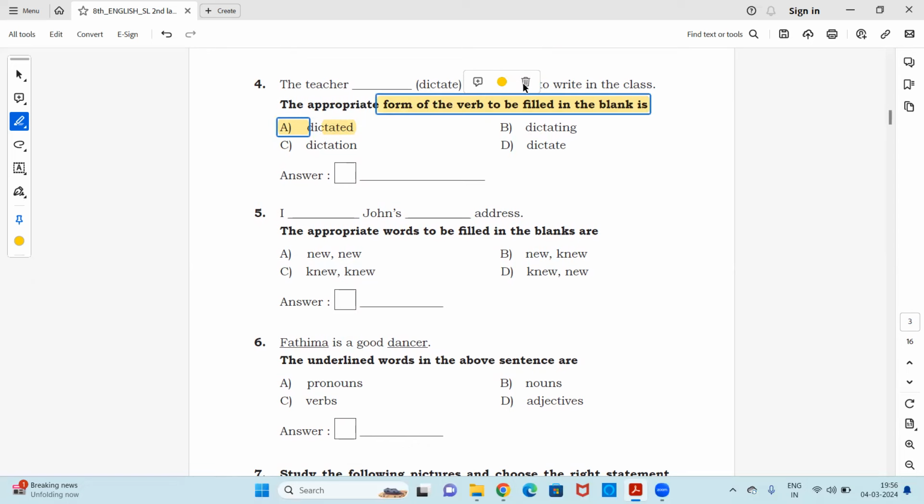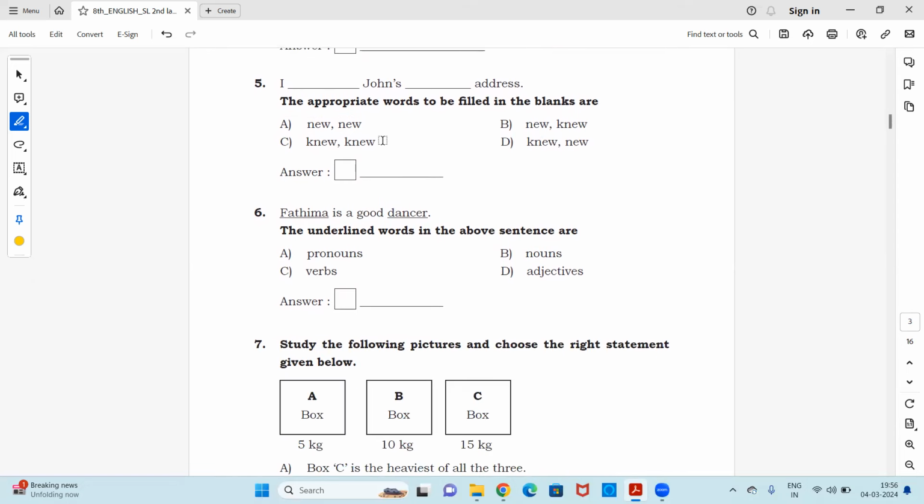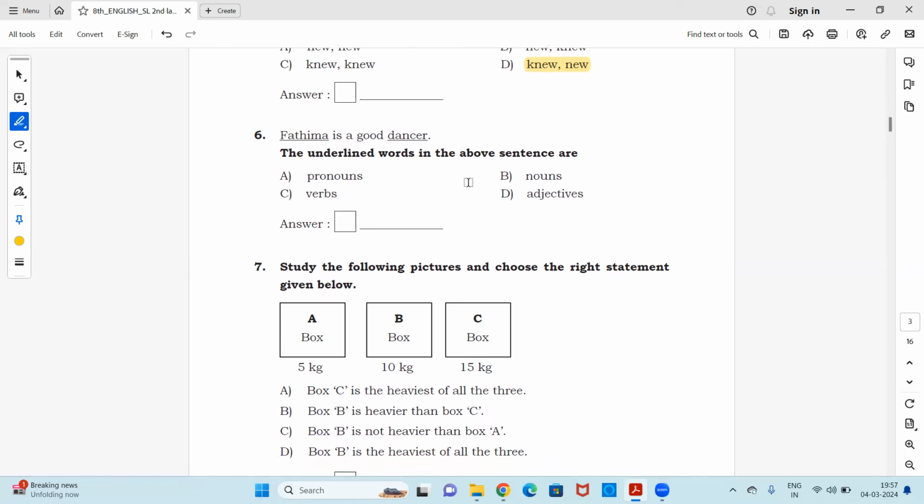Let's go to the next question now. I dash John's address. The appropriate words to be filled in the blanks are I dash new. See the words. There are similar words, but it has to be the correct one. So I knew John's new address. It would be option D. I knew, KNEW, means knowing, to know. I knew John's new address, the new address where he is now staying. So option D would be the right answer here.